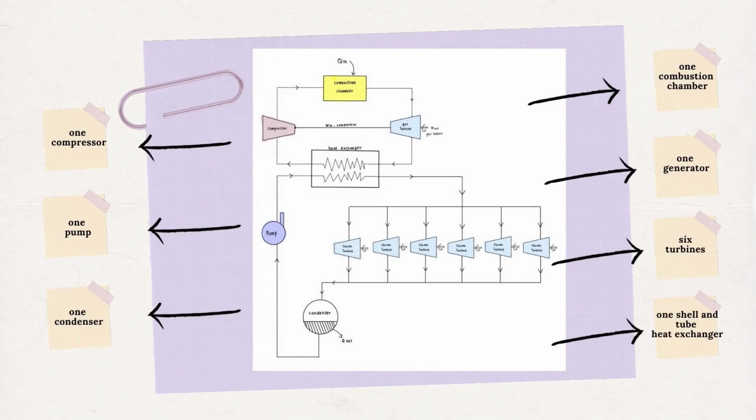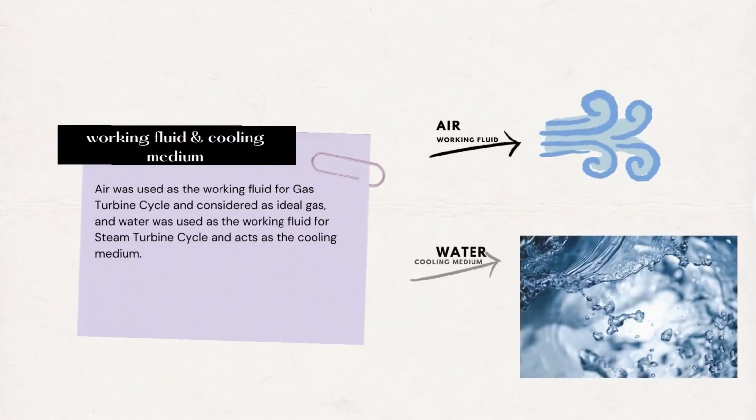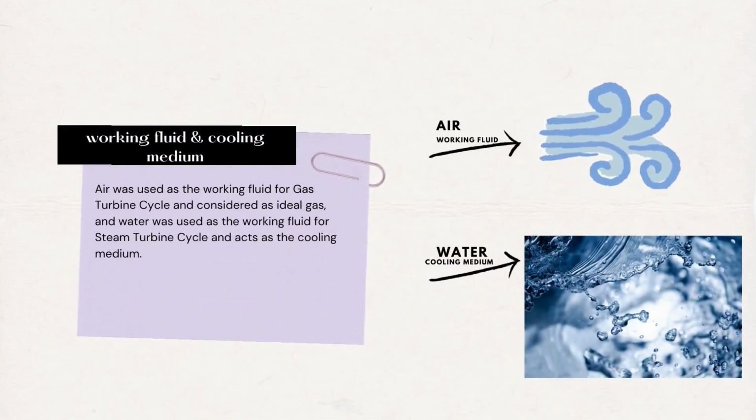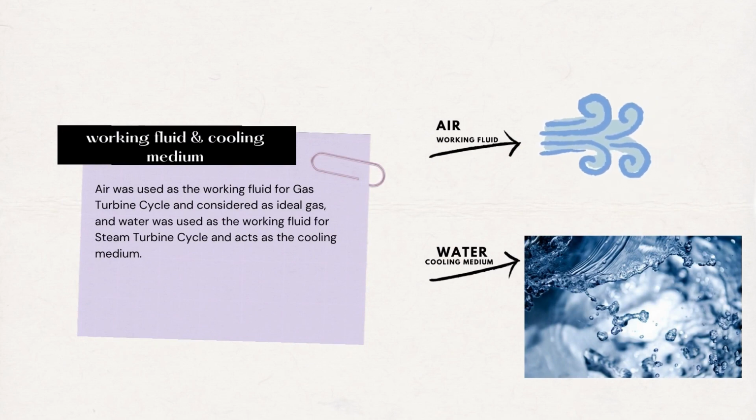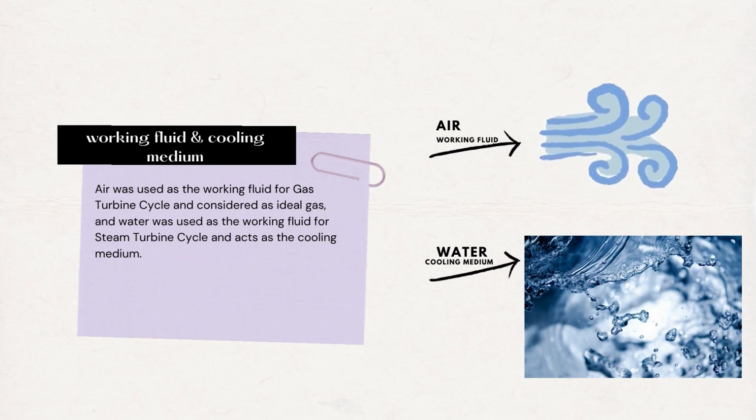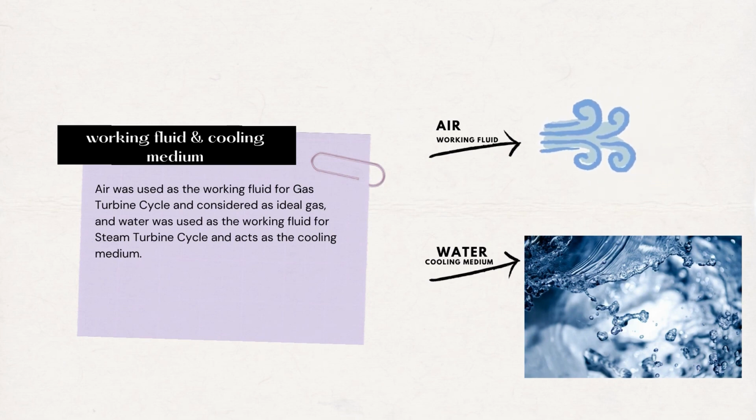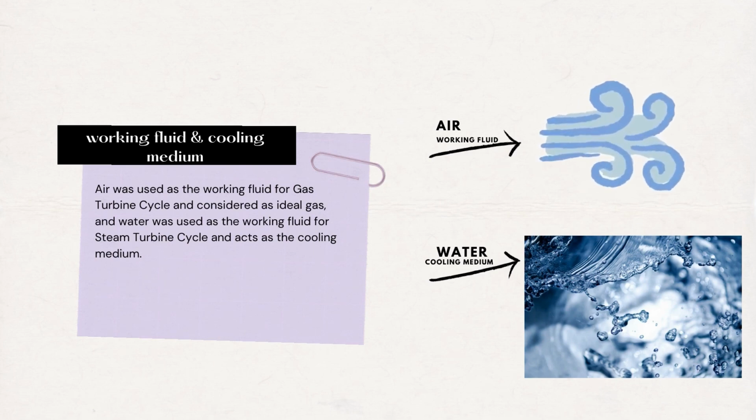In the plant, there are one compressor, one combustion chamber, 6 turbines, one generator, one pump, one shell and tube heat exchanger, and also one condenser. For this project, air was used as the working fluid for the gas turbine cycle and considered as an ideal gas, and water was used as the working fluid for the steam turbine cycle and acts as the cooling medium.